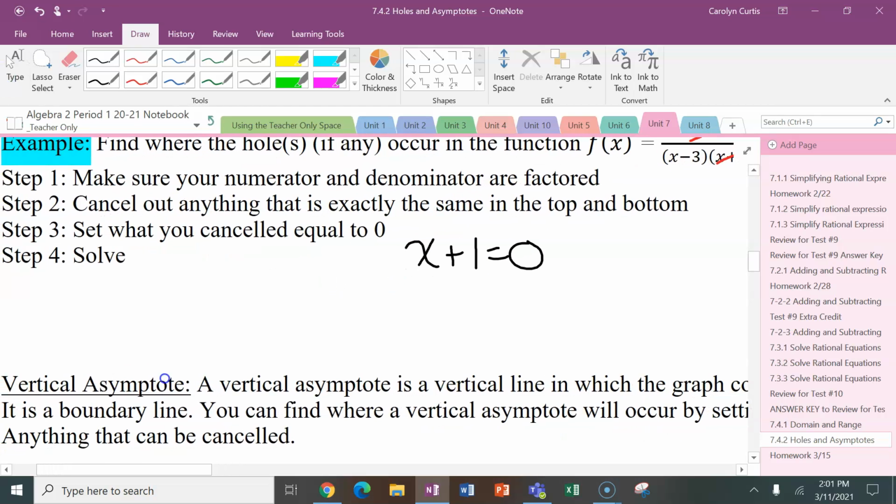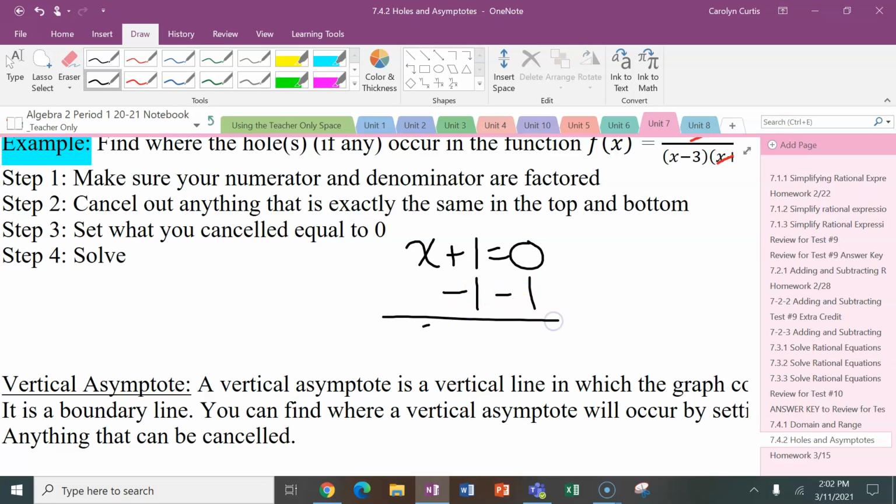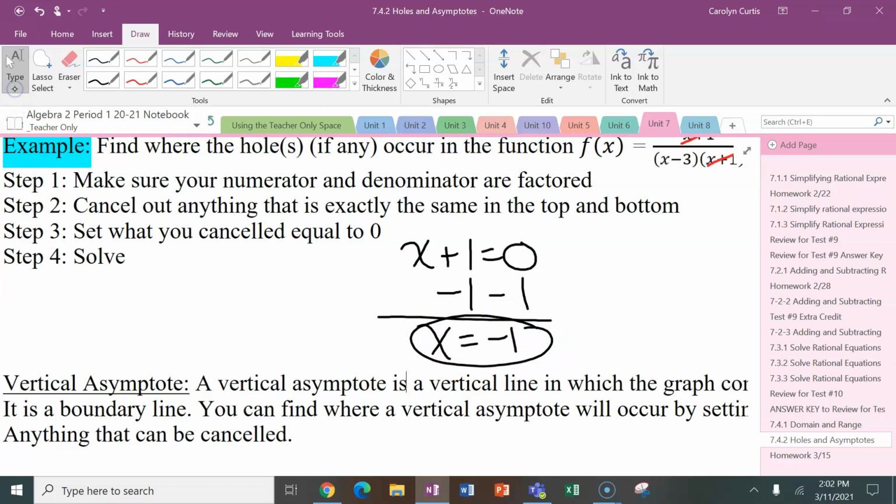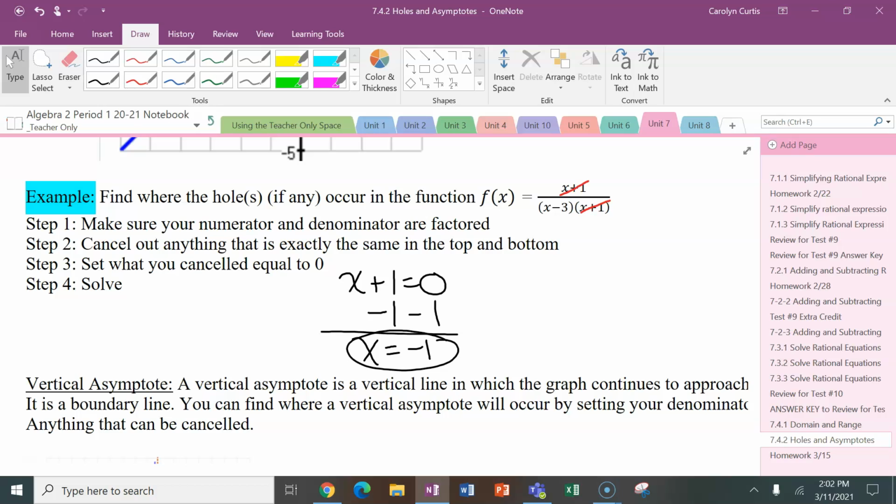Then step 4 says solve. I just set x plus 1 equal to 0 and solve it by subtracting 1 from both sides. This tells me that on the function f of x equals x plus 1 over x minus 3 times x plus 1, the graph is going to have a hole at x equals negative 1. That means the graph is not going to have a y value at x equals negative 1.